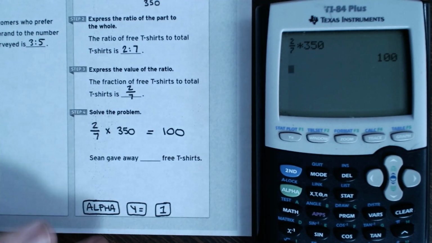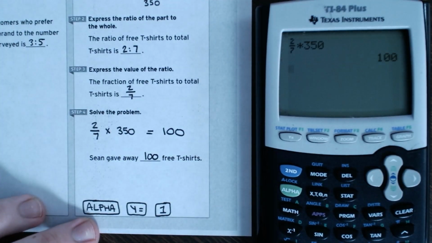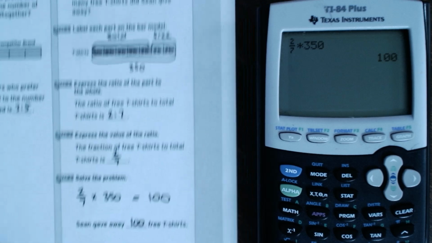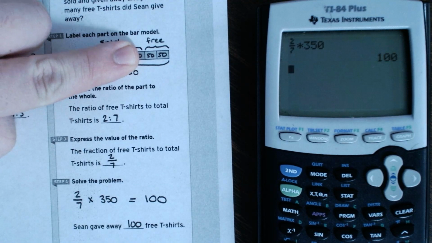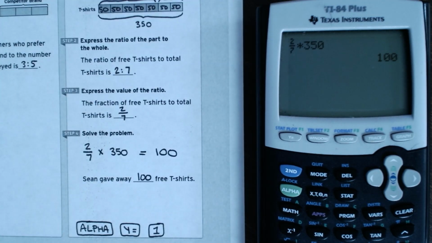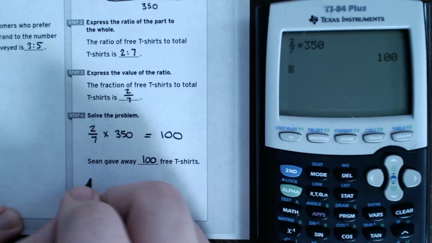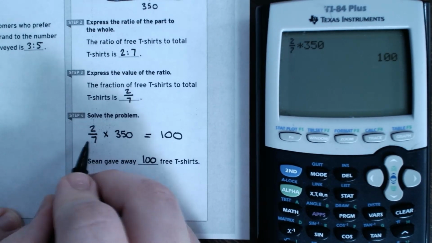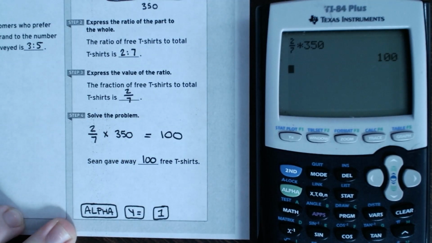So he gave away 100 free shirts. Did we already know that? Well, yeah, looking at this bar diagram, we saw that the free shirts 50 and 50 make 100. The way we've been finding these ratios and parts was instead of saying 2/7 times 350, 2/7 times one of those two numbers, but we didn't know one of those two numbers. We only knew the whole number. So that's why we had to do it a little bit differently.